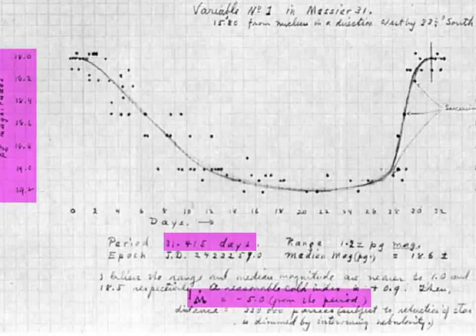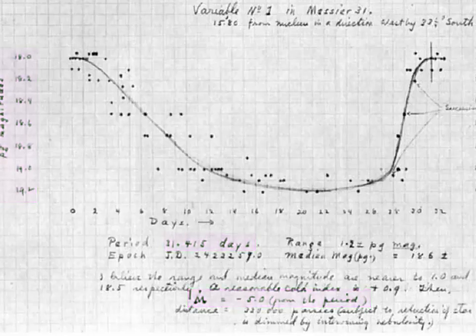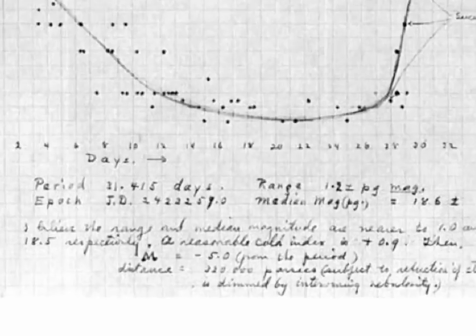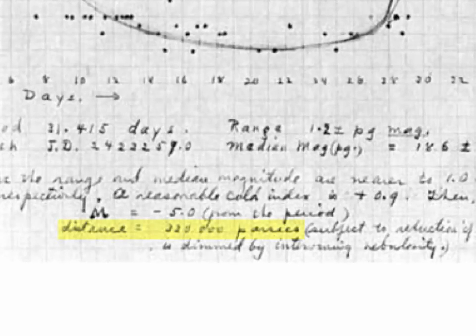He had its apparent magnitude. This PG magnitude means photographic magnitude. That's what they called apparent magnitudes then. So he had an apparent magnitude, he had a luminosity that allowed him to get a distance, and the distance that he got was 220,000 parsecs, which is well outside the size of the Milky Way. Shapley's Milky Way was about 100,000 light years or 30,000 parsecs across, and this was 10 times further than that.